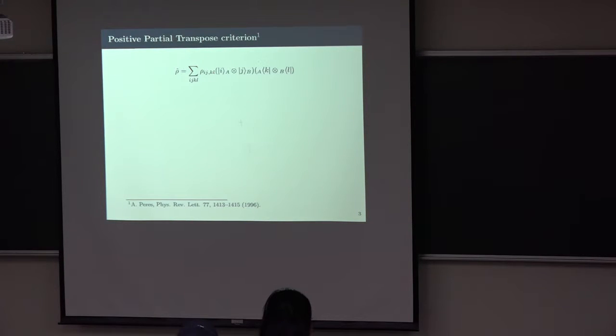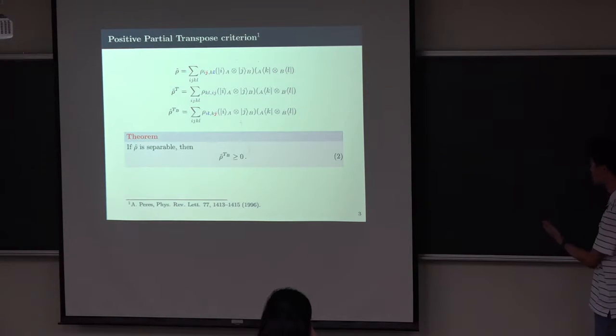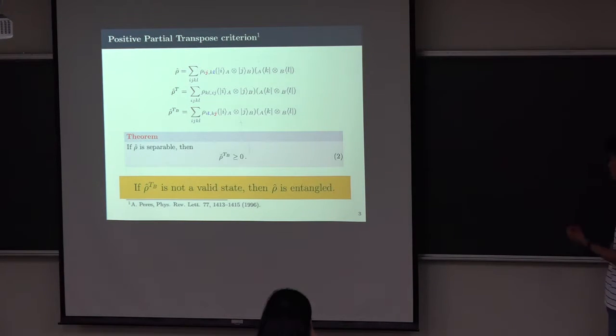First, we use a tensor product basis to write rho as a matrix. Then the partial transpose rho^TB is like this. Here we just exchange the part of the indices that correspond to subsystem B. So the criterion itself is that if rho is separable, then rho^TB is a positive semi-definite operator. So if rho^TB is not a valid quantum state, then rho is an entangled state.